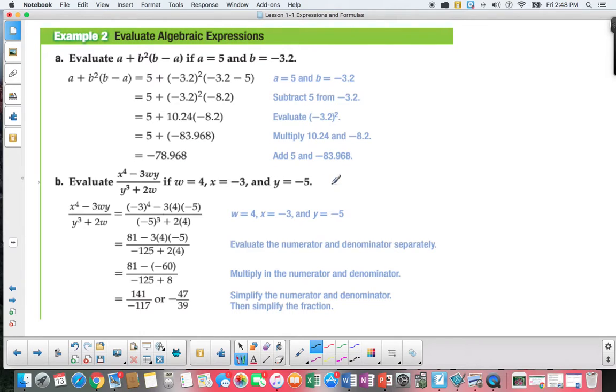Now in part B, this is quite an interesting expression. We have a division problem, and in this case you want to evaluate the numerator and denominator separately. So we're going to view the numerator and follow order of operations for the numerator, and we're going to follow order of operations for the denominator. And that's what's happening over here, and then we can evaluate and then simplify.